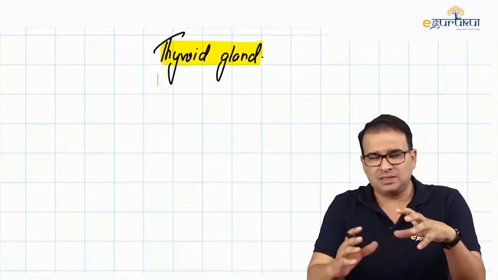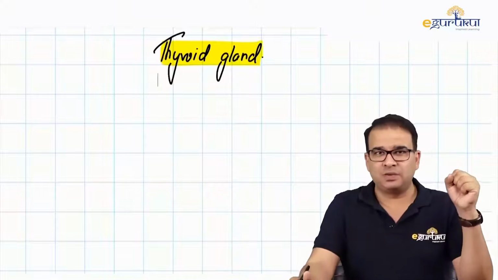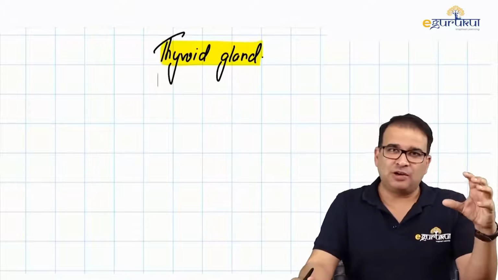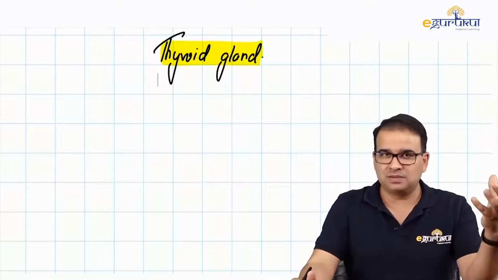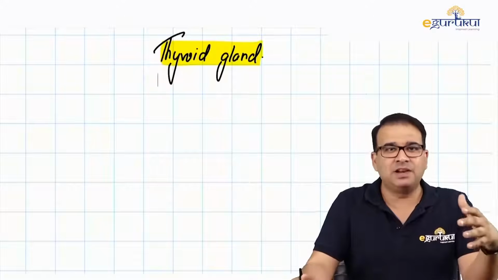To answer all those questions, we first have to start with the extension and the location of the thyroid gland. We'll be talking about the coverings, the true and the false capsule, and then we'll get into the relation part.